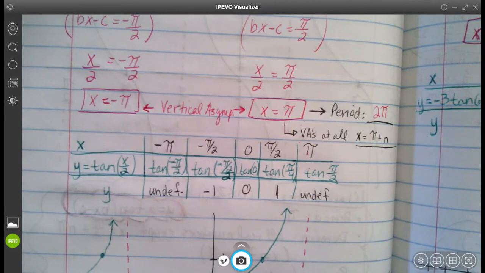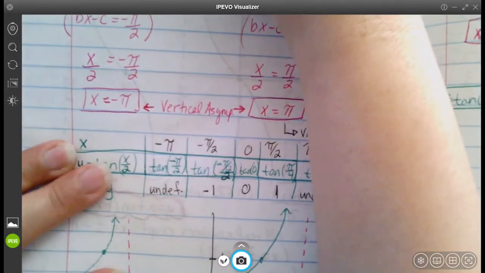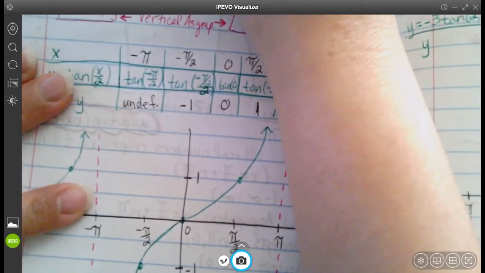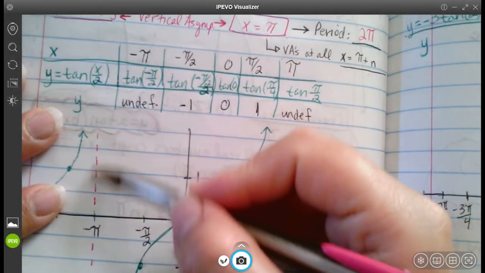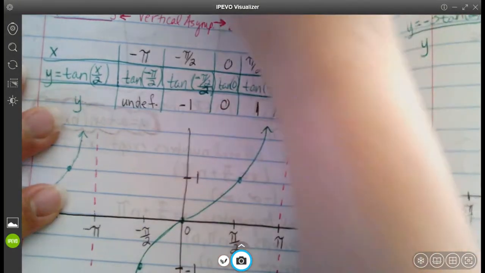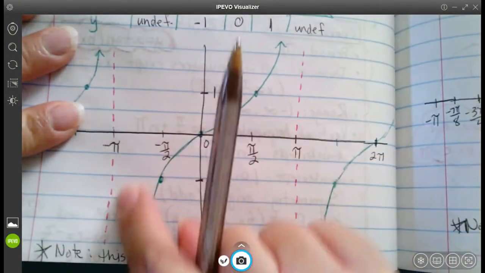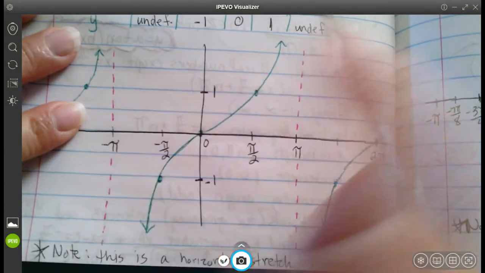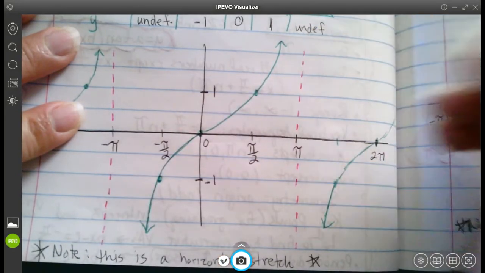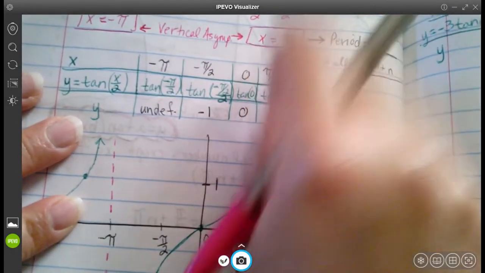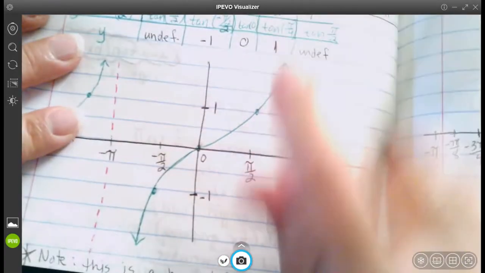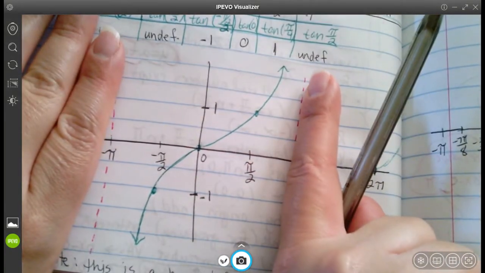With those values, I can go ahead and do a sketch here. We know that at negative pi, it's undefined, which it should be because that's where we have a vertical asymptote. So there's one vertical asymptote. We also have it undefined at pi. That was this one up here. And again, that should be right because we found that this was a vertical asymptote. So there are my two consecutive vertical asymptotes.